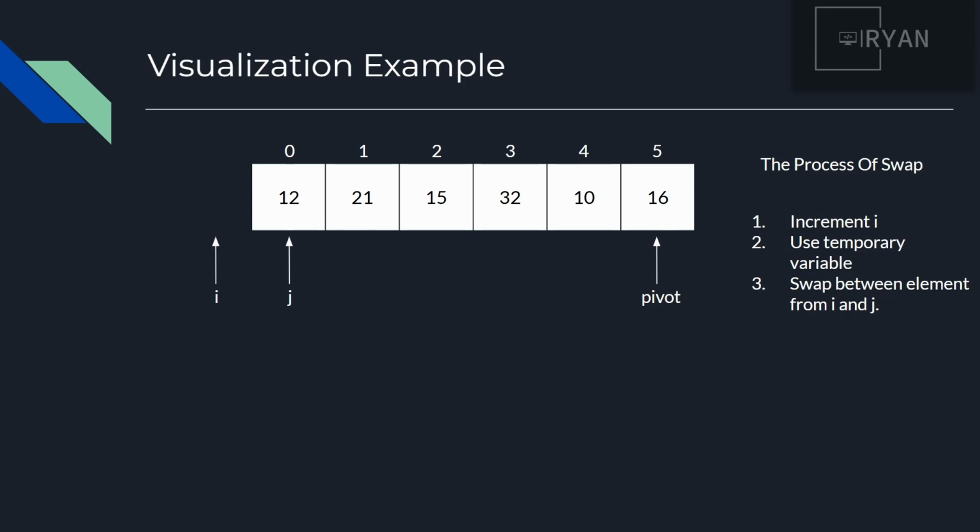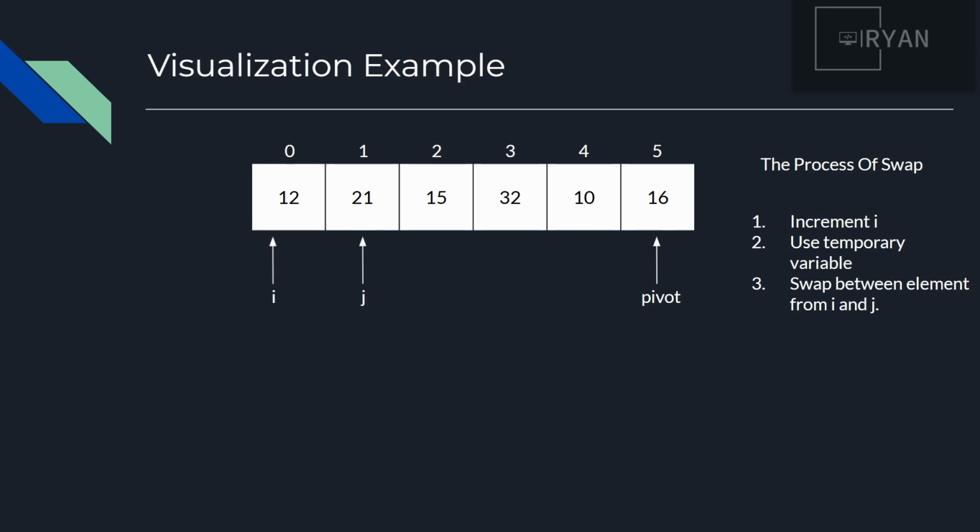Okay, let's start the loop using the index J. So first we check if 12 is less than or equal to 16, which will turn out to be true. I gets incremented to prepare for the swapping process. I gets incremented to 0. We perform a swap between these two indexes, and it will stay the same because they are pointing at the same element or the same index. Nothing will change for now.